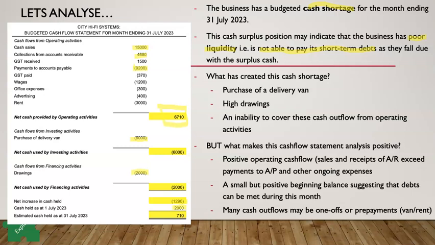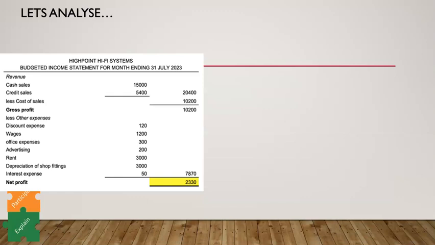And many of these big cash flow outflows probably are one-offs. The delivery van is probably a one-off. Maybe even the rent. That could be for a number of months. The advertising, we never know, could also be a one-off. So this is where we would have to start to consider it in conjunction with other budgets. And the good news is we do have other budgets.